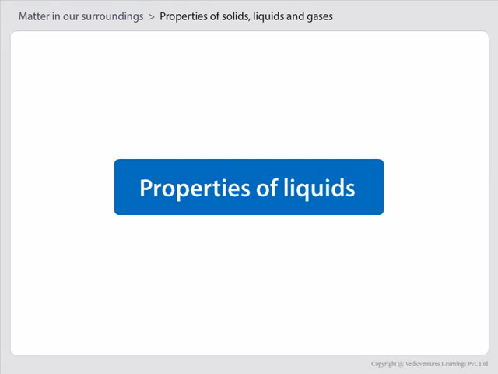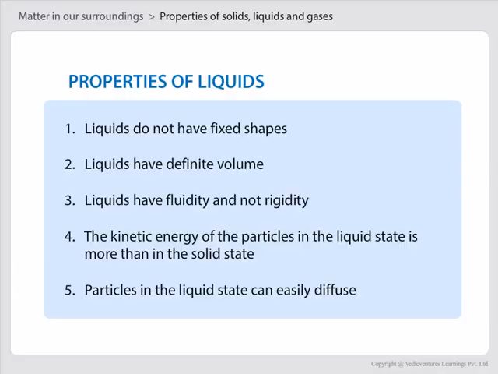Let us discuss the properties of liquids. Liquids are less rigid than solids and are known for their flowing nature. The important properties of liquids are: liquids do not have a fixed shape. They take up the shape of the container in which they are poured.